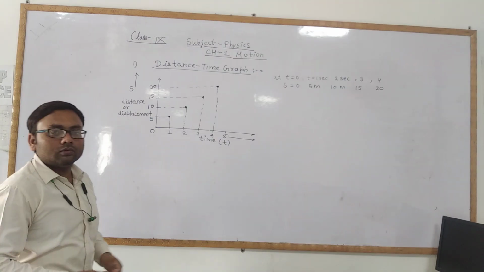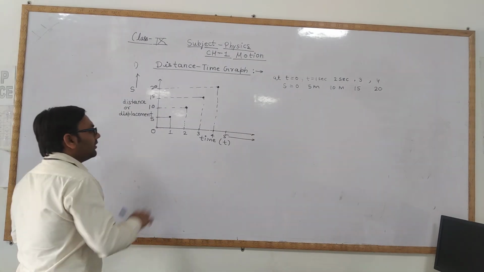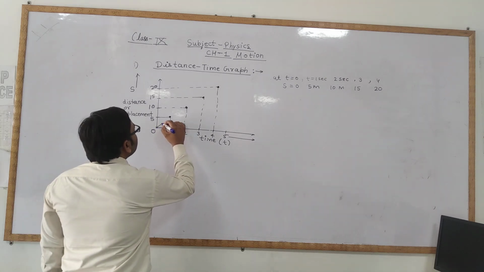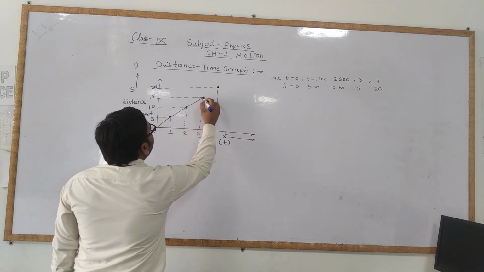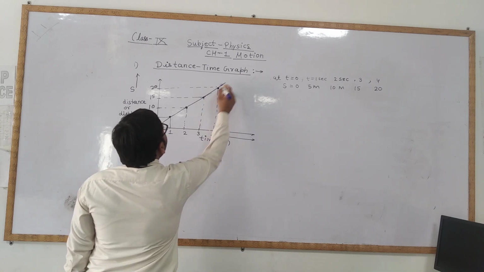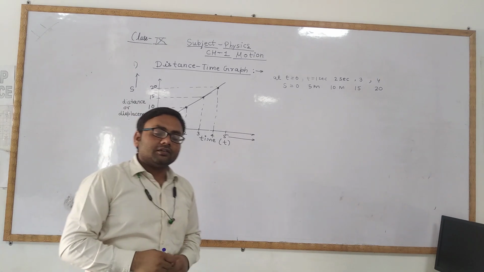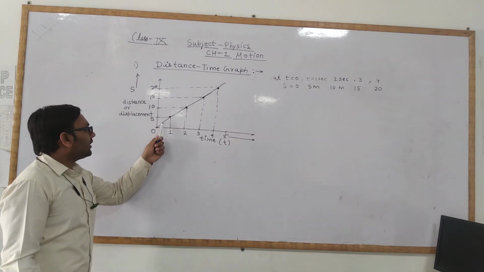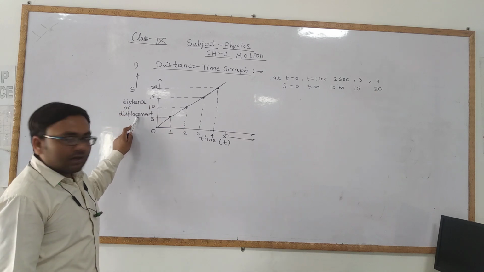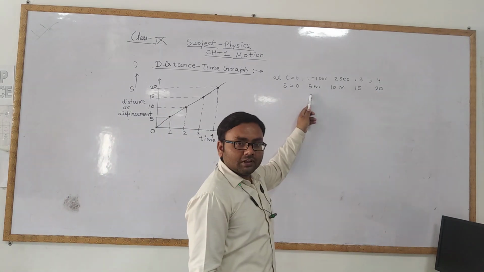So now what we have to do? We have to just join all these points and see what we will get. So when we join all these points with the help of a scale, you will get a straight line. Okay. So this is known as the graphical representation. So we are getting a straight line, which means the distance time graph for an object moving uniformly.